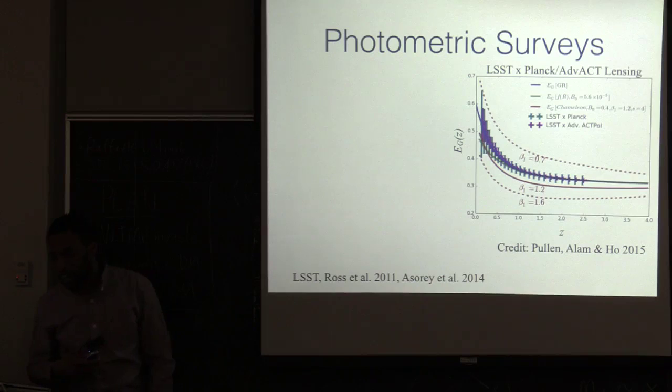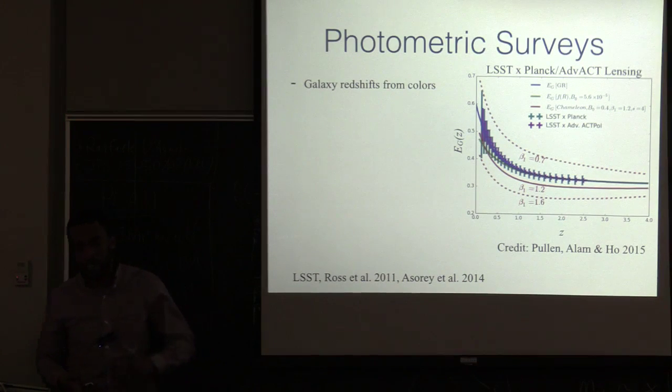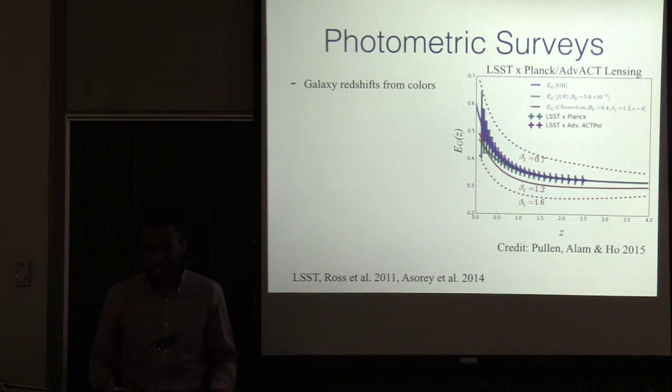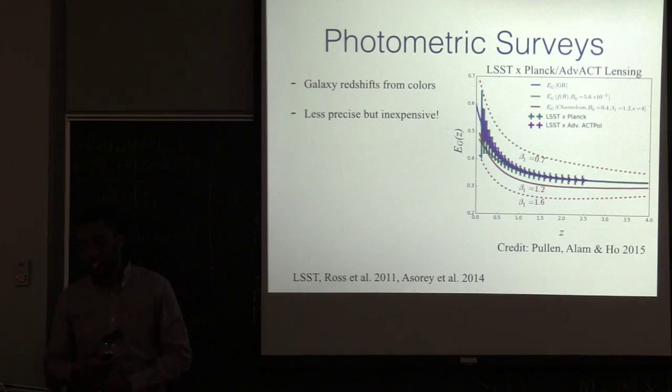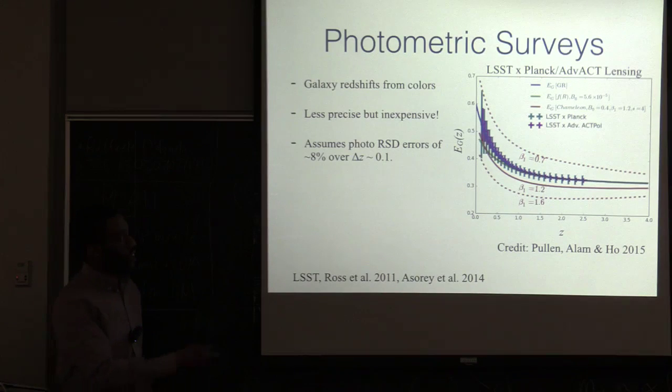So here is the same thing, but for a photometric survey, specifically for LSST. In this case, for photometric or imaging surveys, you use measurements of galaxy colors in order to determine what the redshift is. Now, this is less precise than a spectroscopic survey, but it's inexpensive to perform. This is used to get measurements of a lot more galaxy redshifts, and in most of these cases, you actually perform an imaging survey first before you try to take spectroscopy anyway. So usually you get this for free with many of these surveys, except for LSST, which is just a photometric survey.